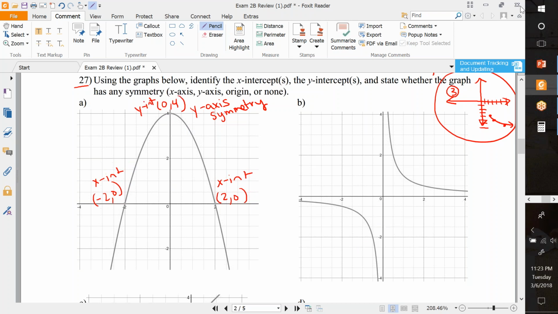And then for B, this one does have origin symmetry because if you look at this, first of all, if you fold it across the y-axis, you would need a match up here. We don't have that. If you fold it across the x-axis, it doesn't match down here. If you fold it twice, it would match. So this one has origin. And this one has no intercepts. These lines, they get closer, but they never cross. So this one has no x or y intercepts.